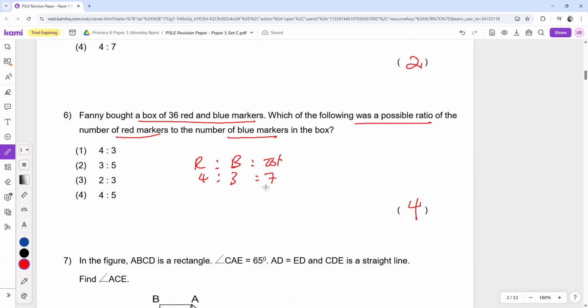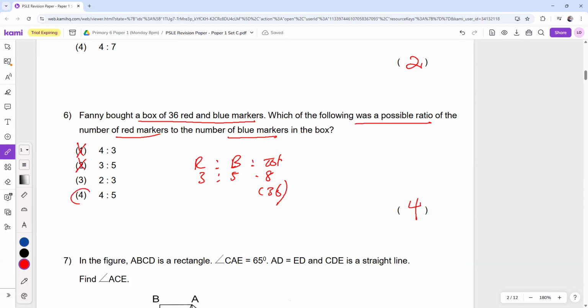Can 7 units equal 36? Can you divide by 7? 36 cannot divide by 7, so that is not possible. So your ratio cannot be 4:3 because you can't divide. How about another one? How about 3:5? 3:5, what's the total? 8. Can 36 divide by 8? Also cannot, right? So number 2 is not a possible ratio.